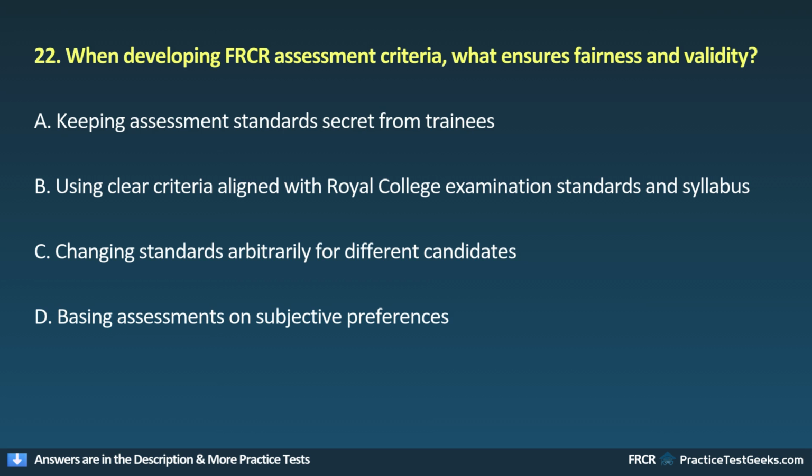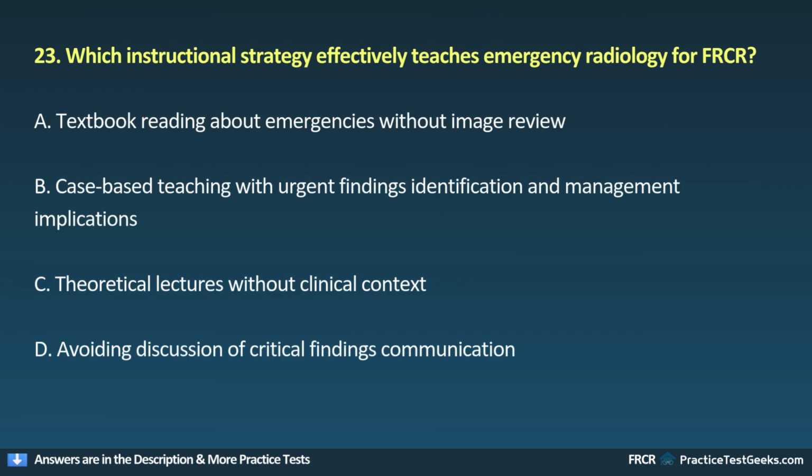22. When developing FRCR assessment criteria, what ensures fairness and validity? A. Keeping assessment standards secret from trainees. B. Using clear criteria aligned with Royal College examination standards and syllabus. C. Changing standards arbitrarily for different candidates. D. Basing assessments on subjective preferences.